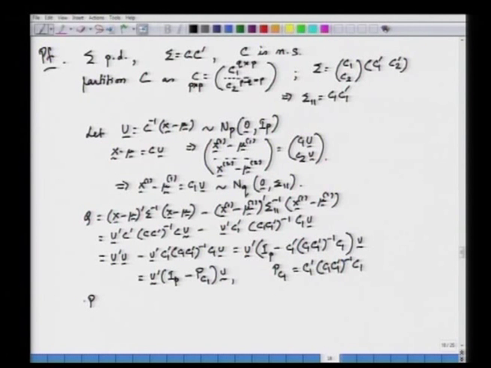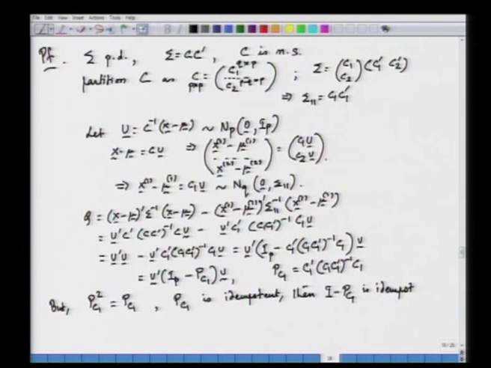So let us go step by step and check whether this matrix is idempotent. Well, the projection operator P is always idempotent. We have P C1 squared equal to P C1. If you take this form of P C1, this is immediately established. Now, if P C1 is idempotent, then I minus P C1 is obviously idempotent. So one part is solved. We have the idempotency of the matrix.